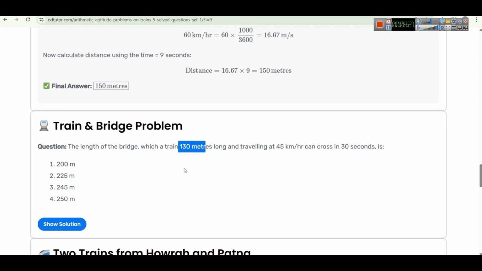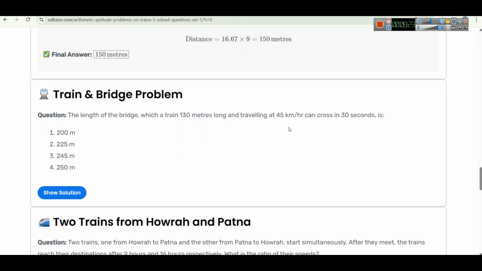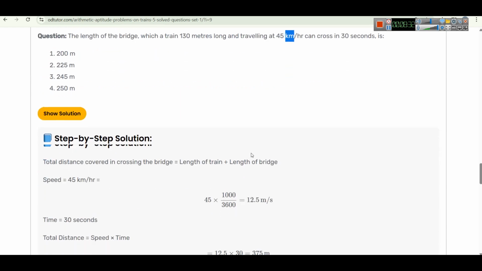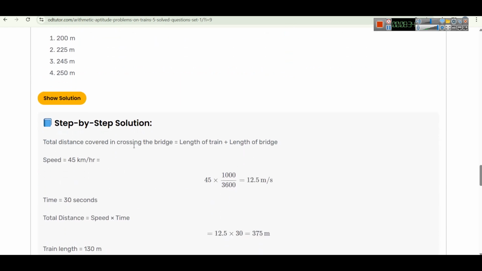So here, first of all, obviously everything is given either as meters or seconds. Here it is kilometers, so we'll convert it into meter per second. So total distance covered will be the length of train plus length of bridge. Whatever is the length of bridge plus whatever is the length of train will be the total distance.